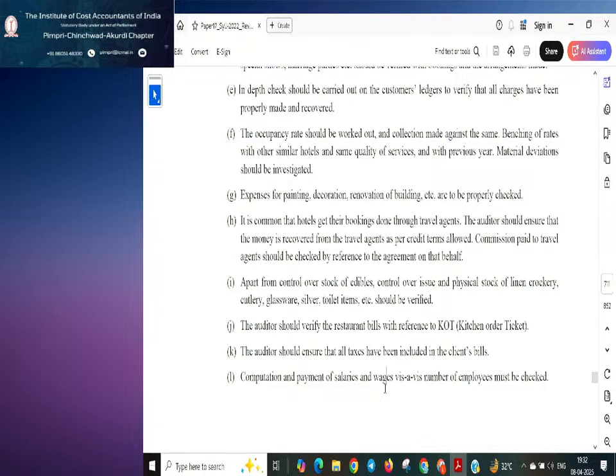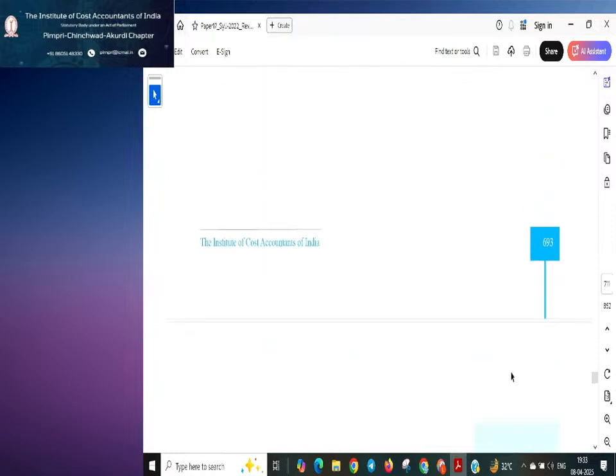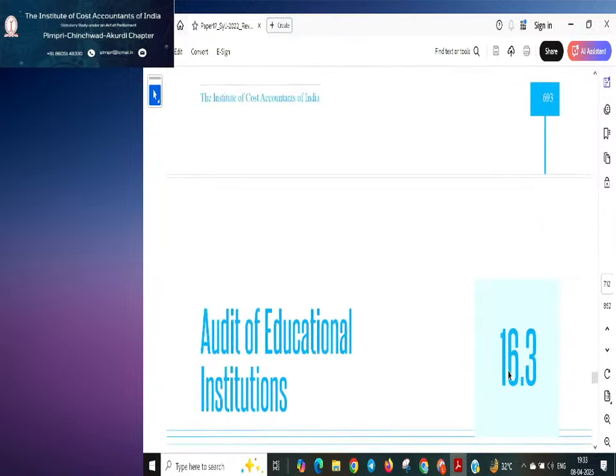When you go for booking, some rates include GST, some will not include GST. So the rate that is shown on the website might be attractive, but when actual billing takes place, you will see over and above a particular percentage of GST will be applied. So whether GST is properly collected and deposited, all these should be taken into consideration. Computation and payment of salaries and wages vis-a-vis number of employees must also be checked. So this goes with the HR team. So that was about audit of hotels.